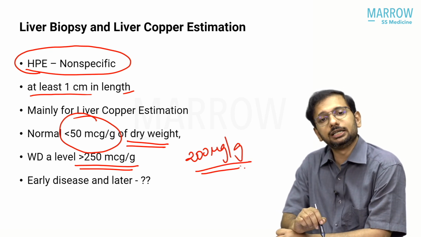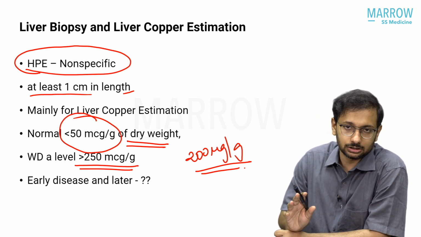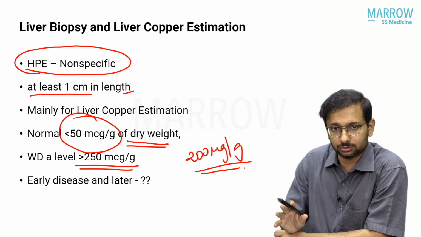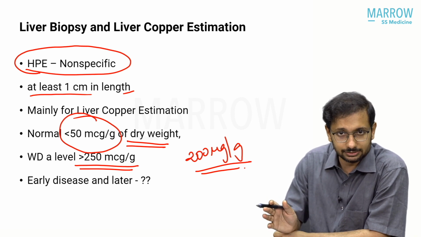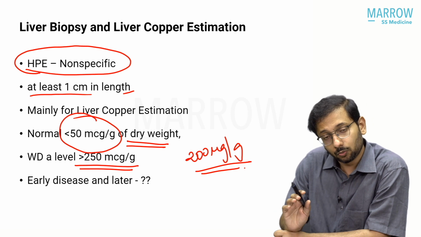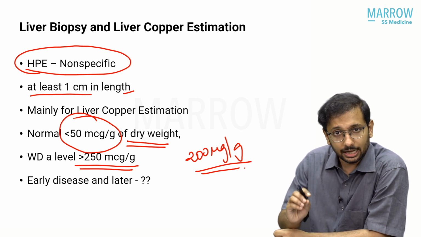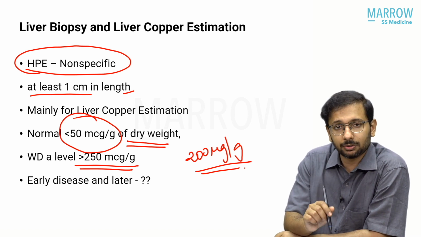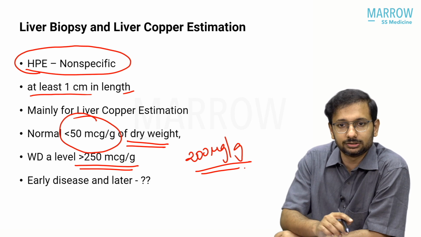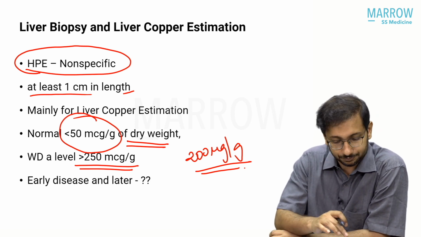Now what happens in early disease and later? In early disease, because the copper is sequestered by metallothioneins and metallochaperones, you may not get stainable copper at all. So you will miss Wilson disease. And in later stage Wilson disease, the copper might be deposited completely haphazardly and you will not get a representative sample by liver biopsy. And that is why liver biopsy has its pitfalls with respect to Wilson disease, apart from the fact that the histopathological changes are non-specific.